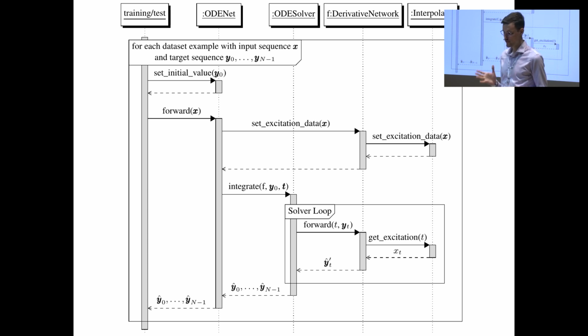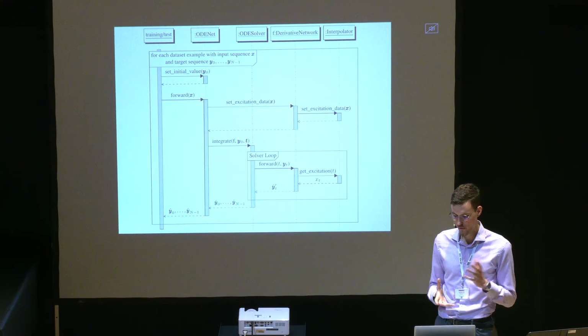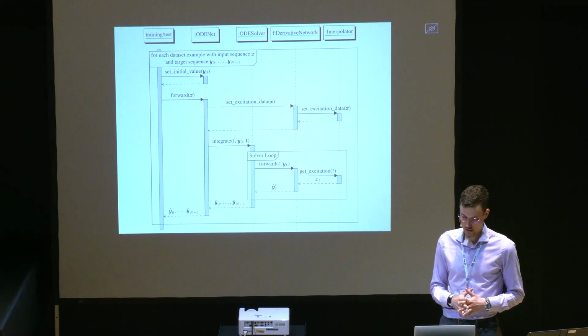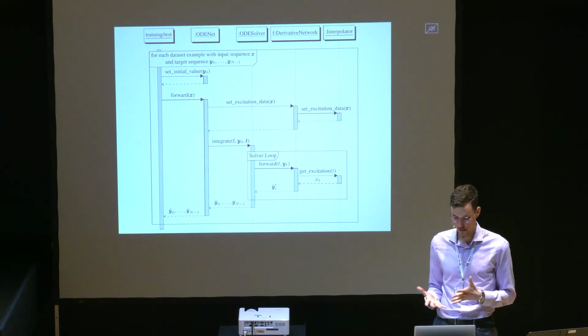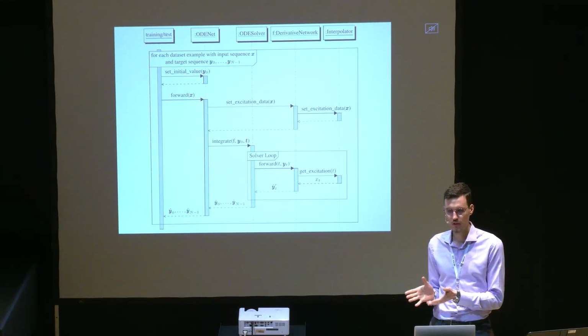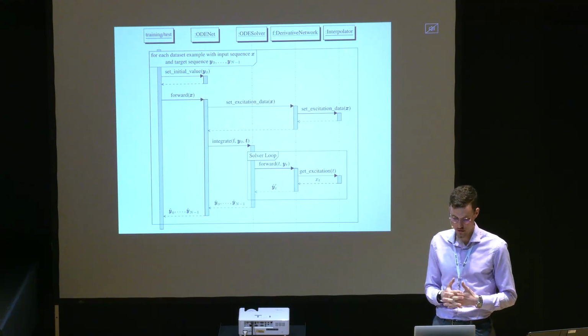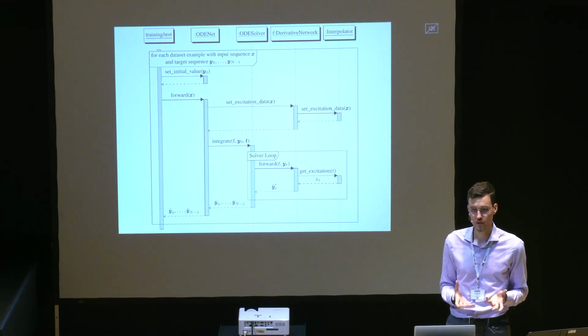Let's consider it for just a single example from the data set. The example consists of a series of input samples and the target sequence of the output state vectors corresponding to these input samples. One of the entries of the state vector is our audio output that we can actually listen to. Before each example, we set the initial value, and then we invoke our machinery. This machinery sets the excitation data to the derivative network, because it needs to use this information during processing. And then we invoke our solver loop.